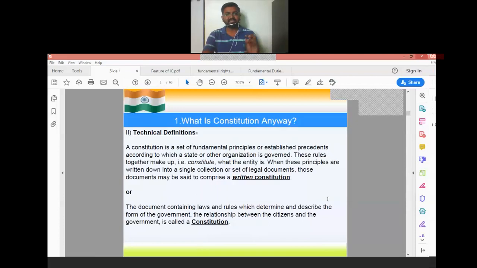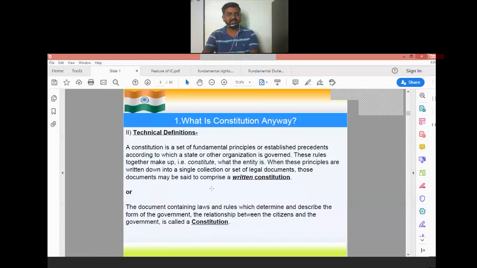Okay, so the basic technical definition of the constitution: a constitution is a set of fundamental principles, established according to which the state and other organizations are governed. These rules together make up, that means all make the union, like a constitute. And the basic principles are written down in a single collection. That's why we call it a written constitution. It's a legal document. This is part of the features of the Indian constitution, and the written constitution we brought from the USA.